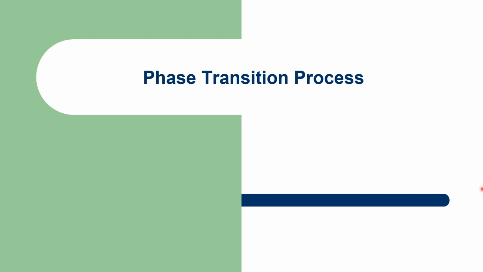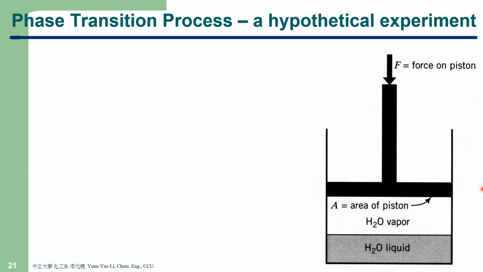Right, so next we want to show you an example of the phase transition process. And please use your imagination, because this is called a hypothetical experiment. Use your imagination. This is a container with a piston, and you have a liquid, water, and a vapor. H2O vapor and H2O liquid.